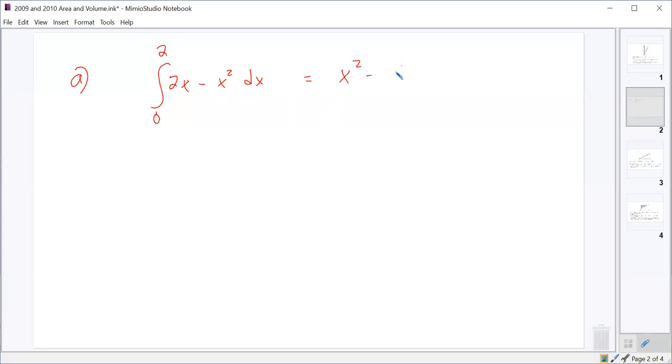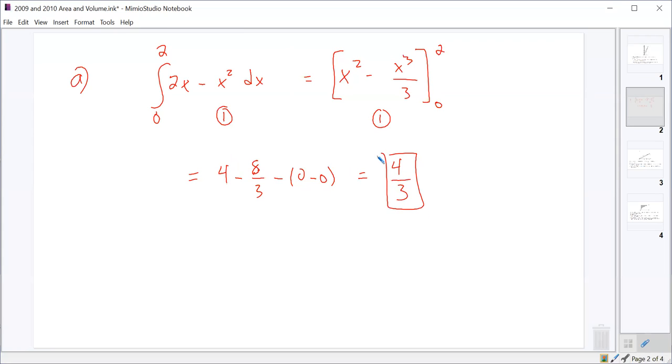So x squared minus x cubed over 3, and writing that you evaluated that from 0 to 2. This is 1 point. This is 1 point. And then getting your final answer, which you should have gotten 4 minus 8/3 minus 0 minus 0, which ends up giving you a final answer of 4/3. That was your third point. Easy enough for part A?